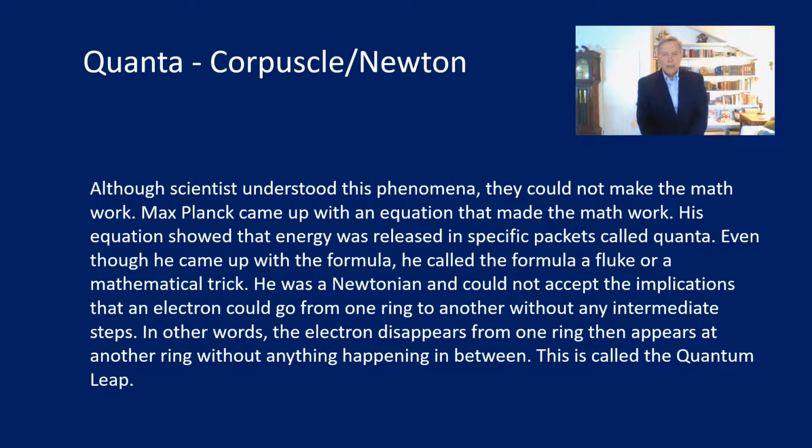Although scientists understood the phenomena, they could not make the math work. Max Planck came up with the equation that made the math work. His equation showed that energy was released in specific packets called quanta. Even though he came up with the formula, he called the formula a fluke and a mathematical trick. He was a Newtonian and could not accept the implications that an electron could go from one ring to another without intermediate steps. In other words, the electron disappears from one ring, then appears at another ring without anything happening in between. This is called the quantum leap.